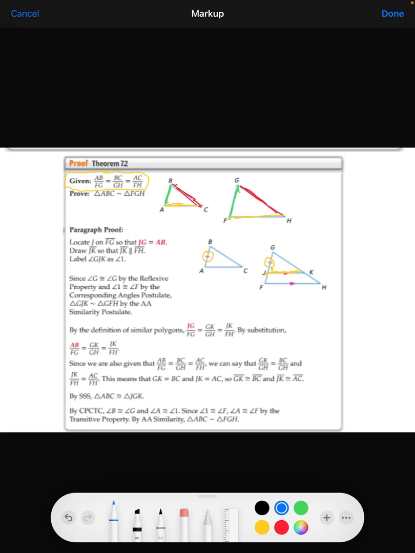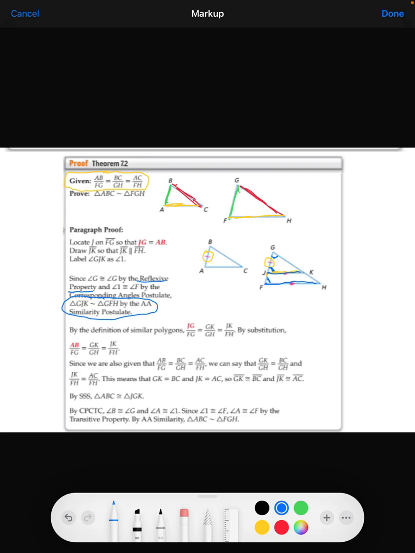So this angle G up here is equal to G by the reflexive property, which just means that something is equal to itself. And then we can say angle 1 equals angle F. So this angle and this angle are equal to each other because these two lines are parallel and these angles are corresponding angles. So then we can say that GJK is similar to GFH by the angle-angle similarity postulate.